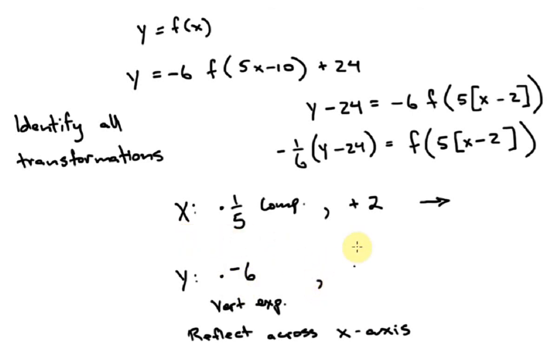What else do we have happening here? Oh, I've got a y minus 24, so that's like saying plus 24, or 24 in a positive direction, so we're shifting 24 up. So there it is. I've made my complete analysis of all the different transformations. And that's where I think we're going to stop with this for now.